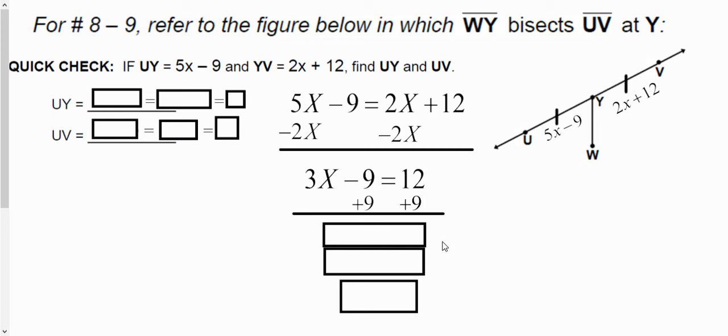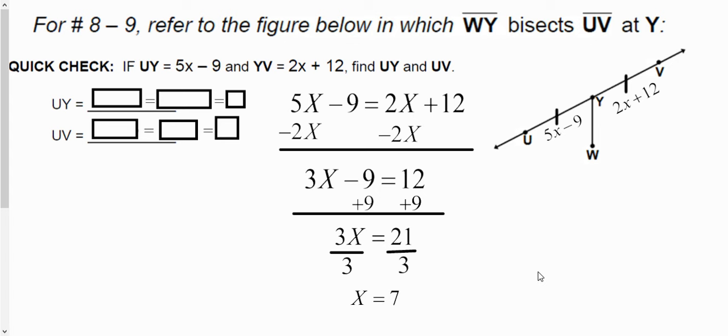We'll add 9 to both sides. To get rid of this minus 9 here, we'll add 9 and get 3x equals 21. Divide by 3, and we get x equals 7. So we go back to our question here. From U to Y was 5x minus 9. So we substitute the 7 in for x. So take 5 times 7 minus 9, which is 26.